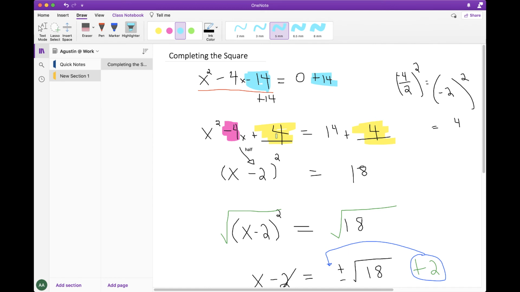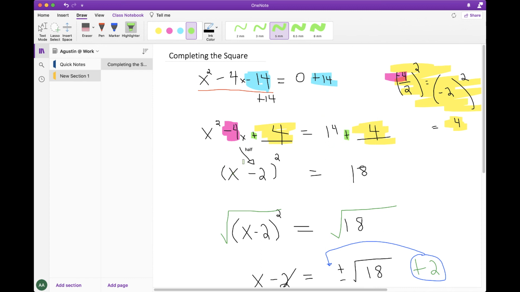And to figure out that number, I take half. So this is me figuring out what that number is going to be. I take half of the pink number, negative 4, right? Take half of that, so I divide it by 2, and then I square it to the second power. So negative 2 to the second power is positive 4. It will always be positive. This is always going to be a plus. So again, this will always be plus, always. Then that number, you add it to both sides.